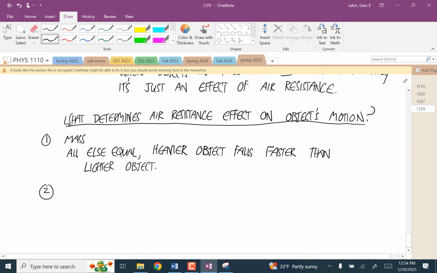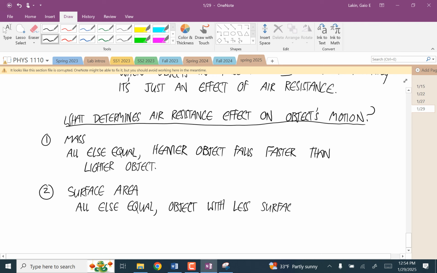Second is surface area. So again, with everything else being equal, an object with less surface area will fall faster. There's a little more complexity to it than that, but let's just call it that for now. It's an easy thing to keep in your head.